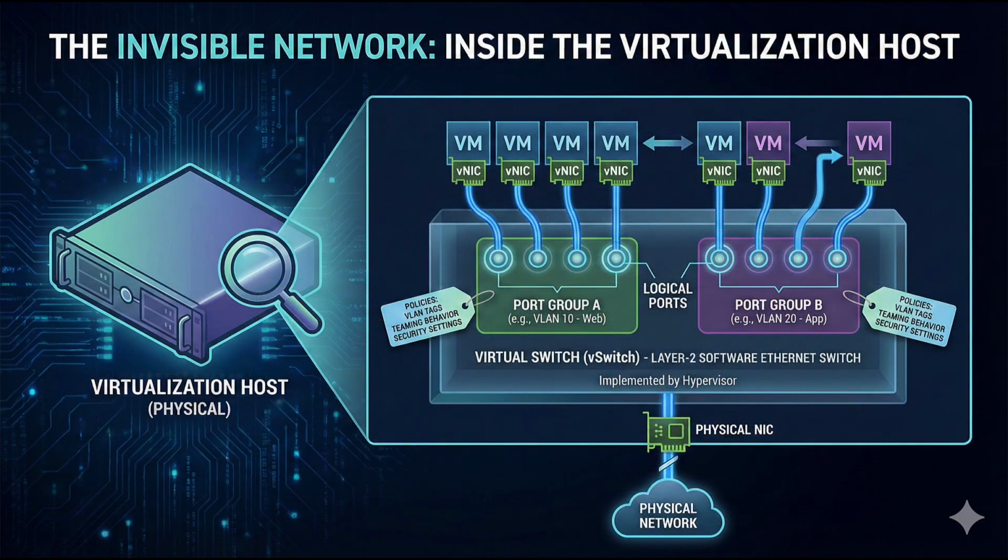All right, let's zoom in on the invisible network that exists inside a virtualization host. The virtual switch. Conceptually, a virtual switch is a Layer 2 Ethernet switch implemented in software by the hypervisor. Your VMs plug into it using virtual network interface cards or VNICs, the same way a physical server plugs into a physical switch with a NIC and a cable. The switch provides logical ports, and those ports are grouped into port groups or virtual networks, where we attach policies. Things like VLAN tags, teaming behavior, and security settings.